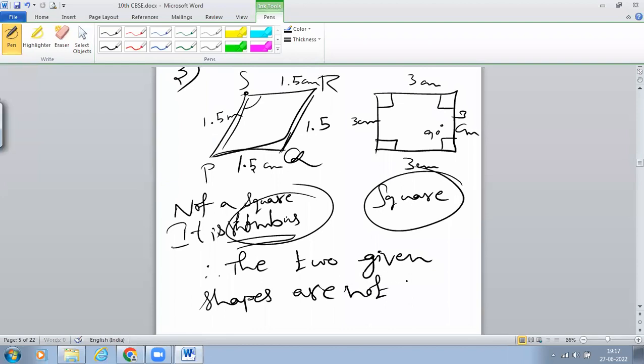not similar. Similar means it should have the same shape. Don't write two shapes, write the two given quadrilaterals. Quadrilateral means it is a four-sided shape. Any four-sided shape, the common name is quadrilateral. Therefore, the two given quadrilaterals are not similar.